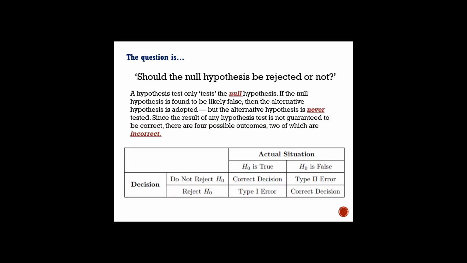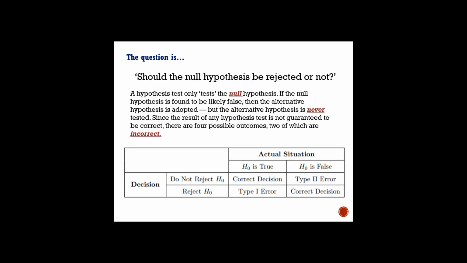So let's take a look at the decisions that can be made based on this null and alternative hypotheses setup. First, the question is always, should the null hypothesis be rejected or not? That's the only question we're going to answer with our research. Now, a hypothesis test only tests the null. Keep that in mind. If the null hypothesis is found to likely be false, then we would say that the alternative hypothesis is adopted, but we usually say that the alternative hypothesis has merit. Nothing can be proven on the basis of one experiment. The alternative hypothesis, however, once again, is never tested. We only test the null.